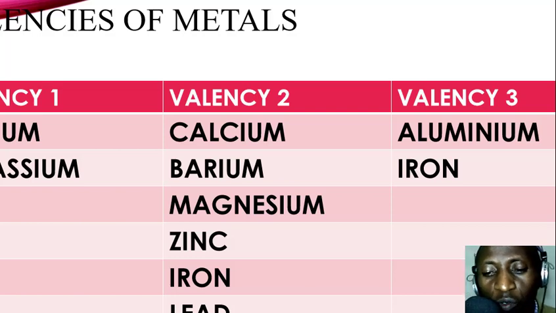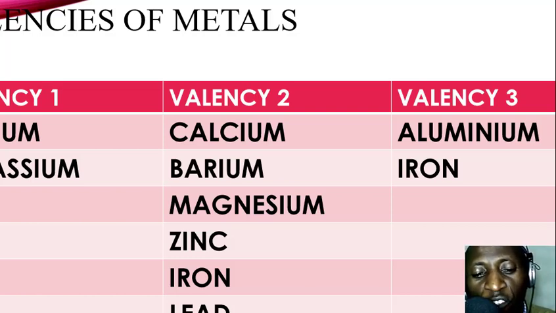It is important to note that iron has 2 valencies, so we shall be very particular when we are referring to iron 2 or iron 3. The moment you hear of iron 2, it means the iron atom has valency 2. And when we get iron 3, the same way, the iron atom at that point has valency 3.